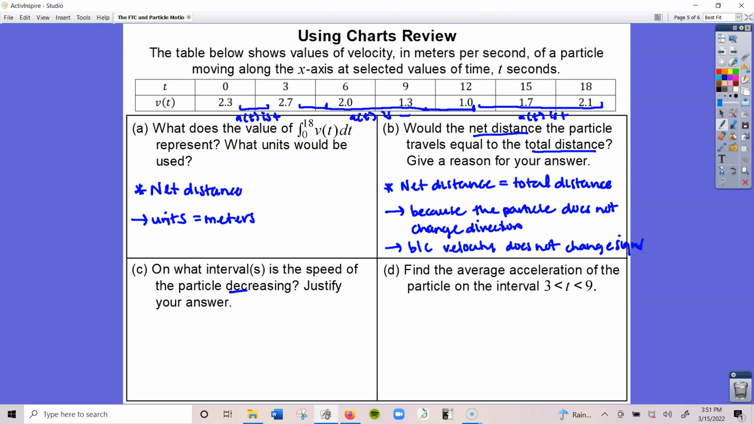So now when the speed is decreasing, v of t and a of t have to be different signs. v of t from the chart is always positive. So we want the interval where a of t is negative, which would be starting here at the 3 and ending here at 12. So the interval would be from 3 to 12, and we would say because v of t and a of t are different signs.